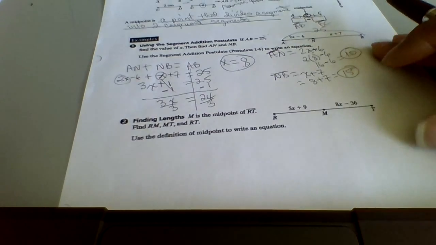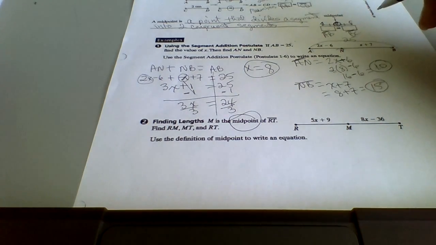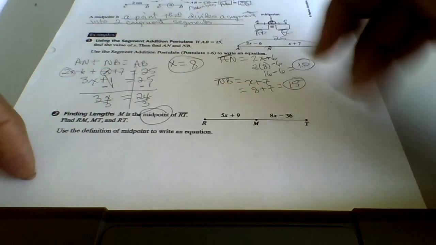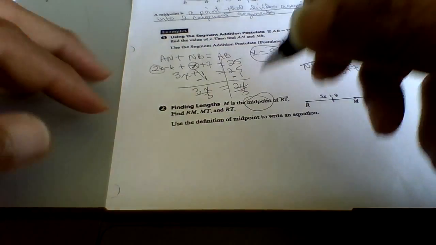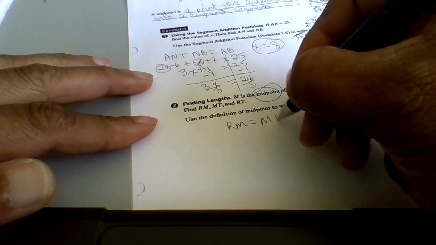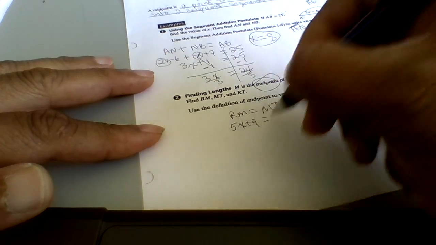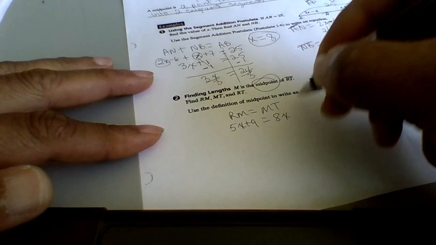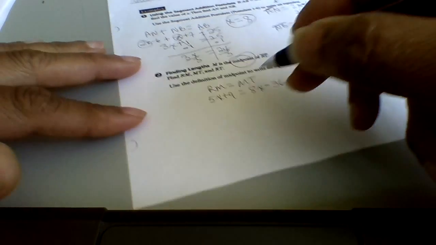All right, next one. M is the midpoint. The key here is midpoint, which means that it's in the middle, which means it'll set these two equal to each other. Midpoint means you put it in, it goes in the middle, and those two line segments become equal to one another. So RM is equal to MT, midpoint. Substituting, I get 5x plus 9 is equal to 8x minus 36. So addition postulate, you add them; midpoint, you set them equal to each other.